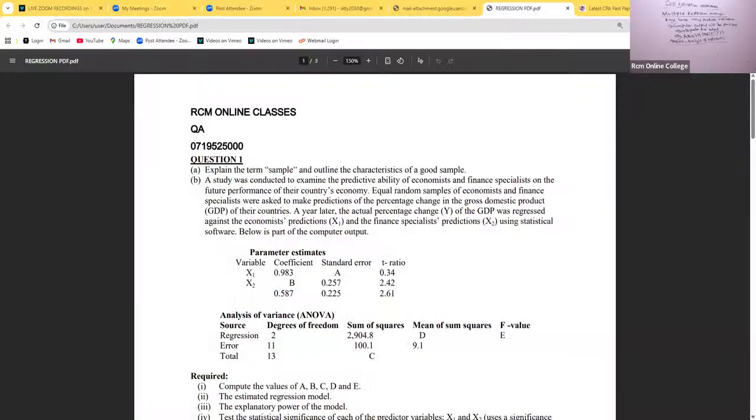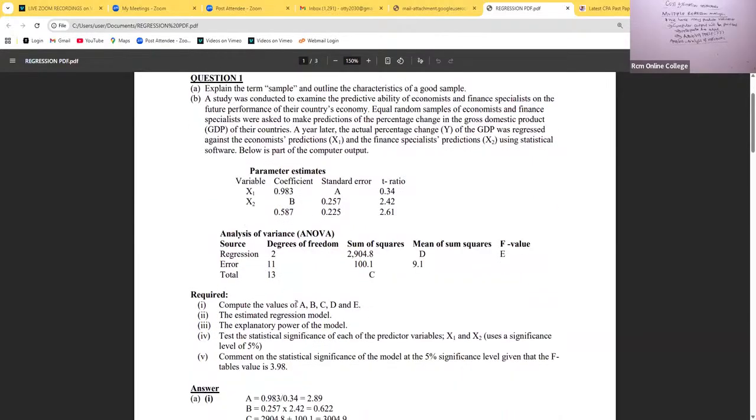So this is how your Advanced MA exam will look like. This is quite an old question. It was a quantitative analysis question, but very relevant to you. So forget about part A. For part B, they want us to compute the values of A, B, C, D, and E. Then number 2, they want us to give them the estimated regression model.